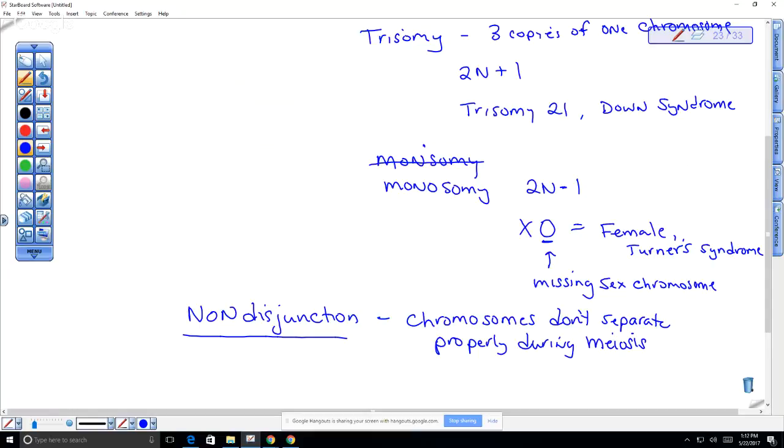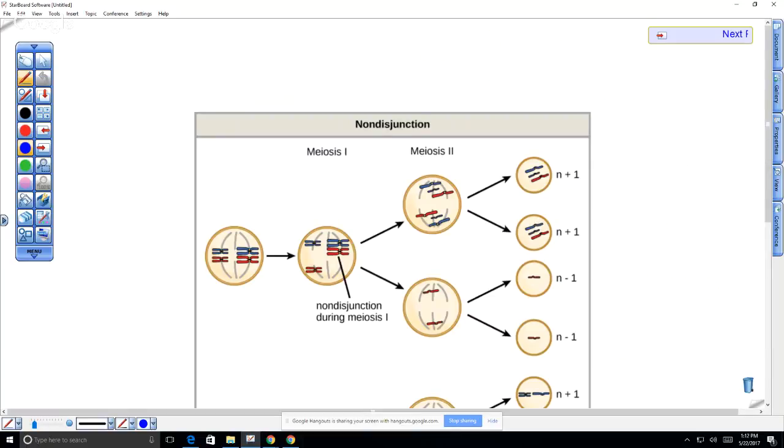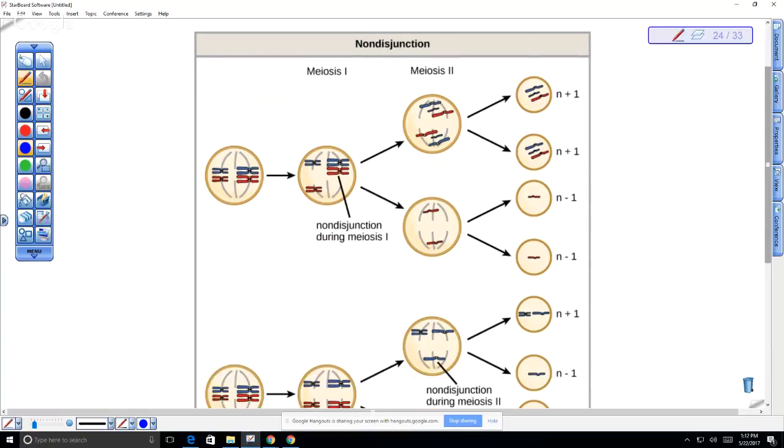So in your book, there is an image of non-disjunction that looks like this. Okay. So notice that in meiosis 1 here, the chromosomes do not separate properly. And so you actually get a gamete that is produced that is missing one chromosome. Right? So this is just a simplified example of just 2 pairs of chromosomes. You can also see that you could get an extra chromosome, or you could be missing a chromosome.